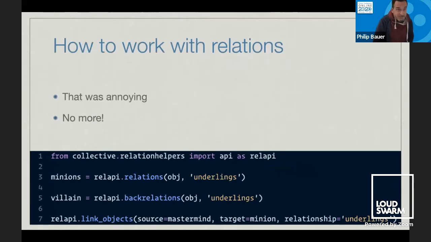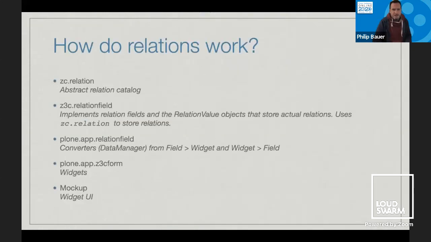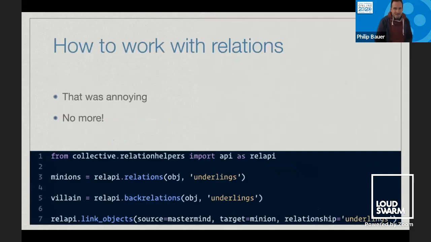How to work with relations was really, really tedious. You always had to get the int ID. Actually, I'm missing big parts in that, because the int ID tool and the zope key reference tool I actually use to reference the objects that are stored in the relation value. It's not as straightforward as you think.